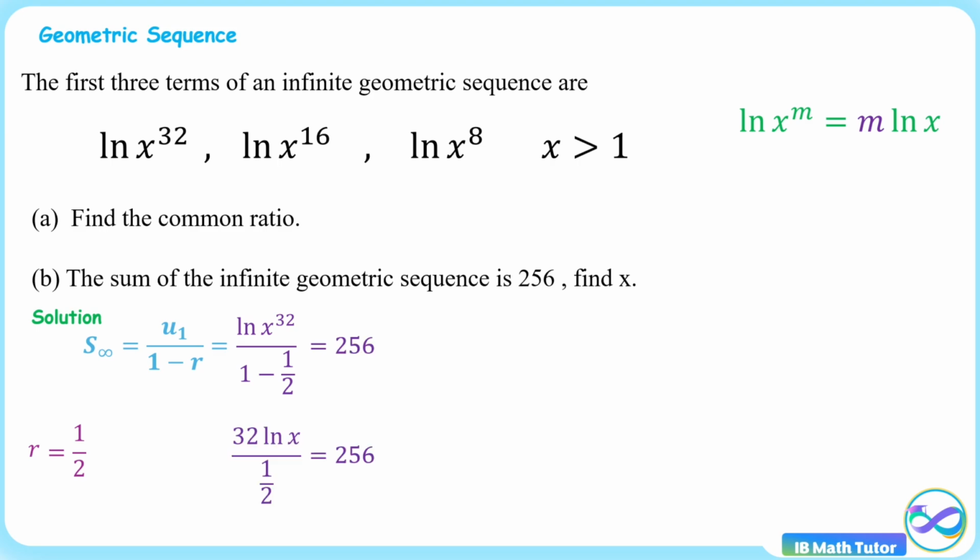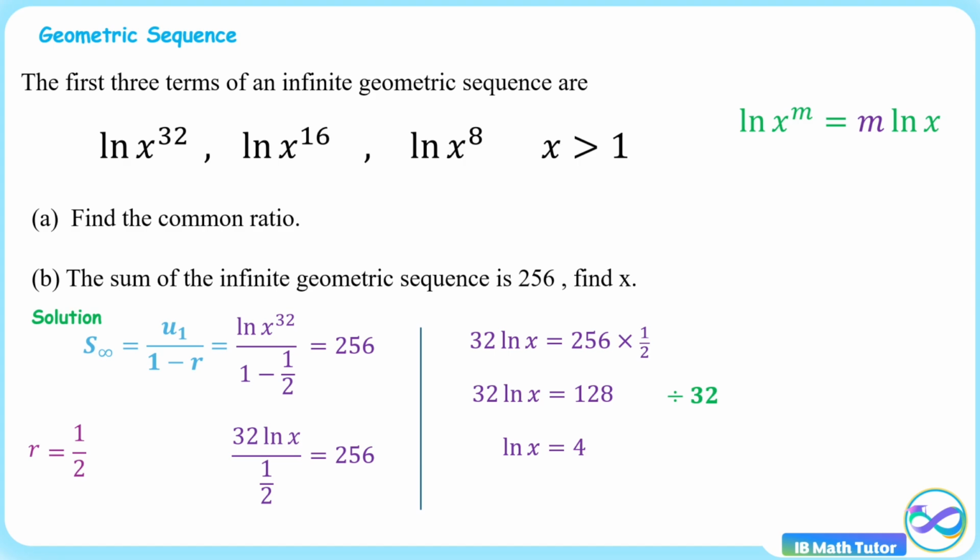We can write 32 times ln x divided by 1 minus half equals 256. By simplifying the fraction, it becomes 32 times ln x divided by half equals 256. By cross-multiplying, 32 ln x equals half multiplied by 256, which is 128. Now, dividing both sides by 32, ln x is equal to 4.